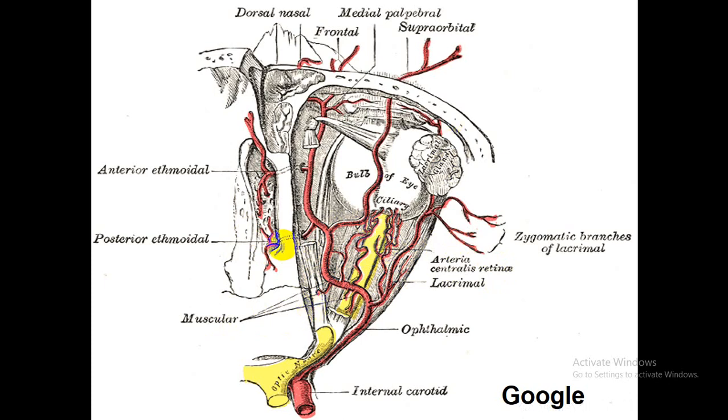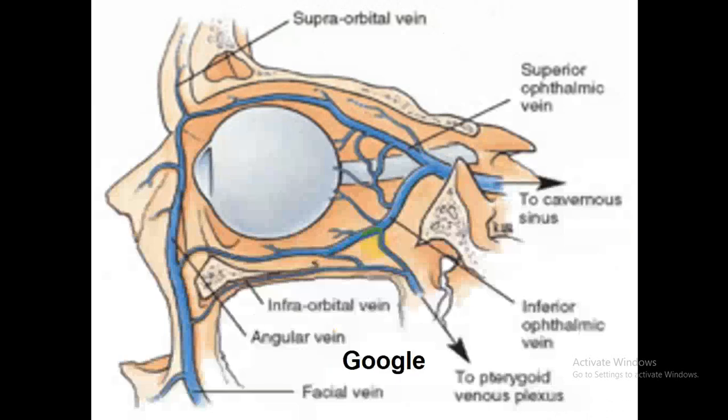So the ophthalmic artery gives 8 branches. Let me repeat: palpebral branch, number 1; supraorbital, number 2; number 3, supratrochlear; number 4, anterior and posterior ethmoidal; number 5, external and dorsal nasal; number 6, long and short ciliary artery; number 7, muscular artery; and number 8, central artery of the retina. This is all about the ophthalmic artery.